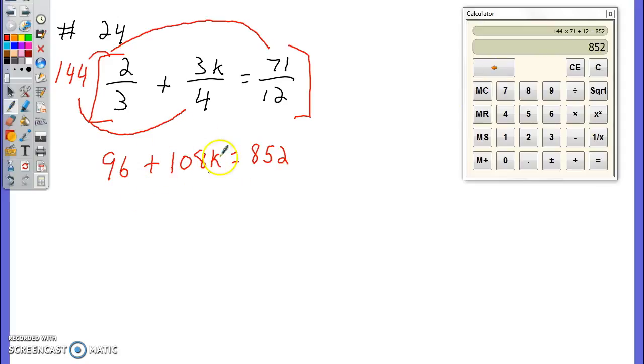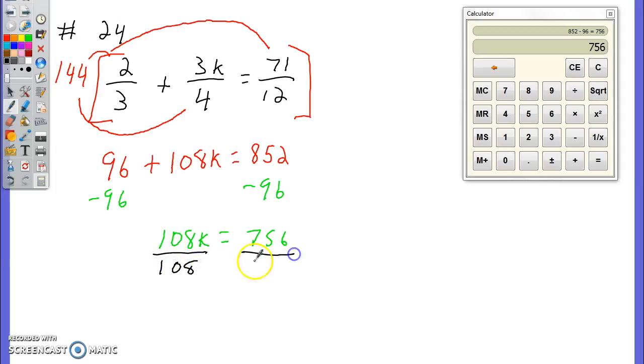We want to get this variable term by itself, so we have to get rid of the 96. So we'll do that by subtracting 96 from both sides. I already have 852 in here, so I'm just going to put minus 96. Gives me 756 equals 108k. Now I have to get the k by itself, so of course we're going to divide that by 108. So divided by 108, it gives me 7. So my answer is k equals 7.